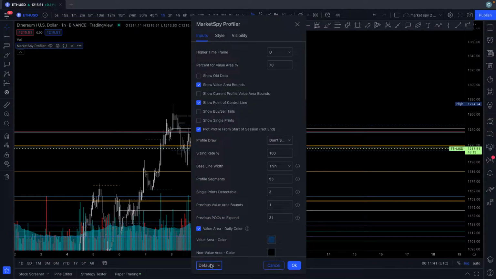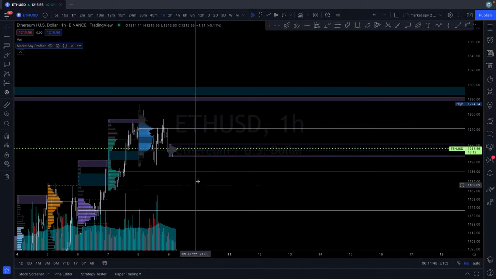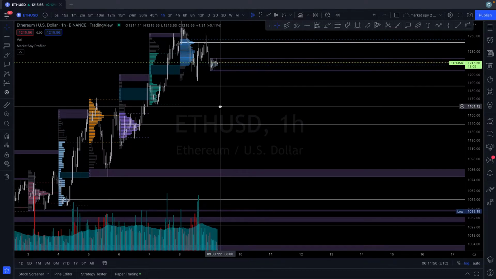And when you want to go back, you just come down, reset settings. It's going to redo all of it for you, exactly how you'll want it. And then everything's all back to normal.